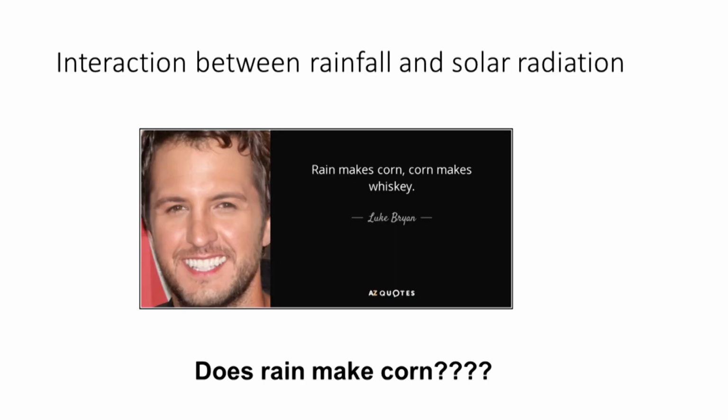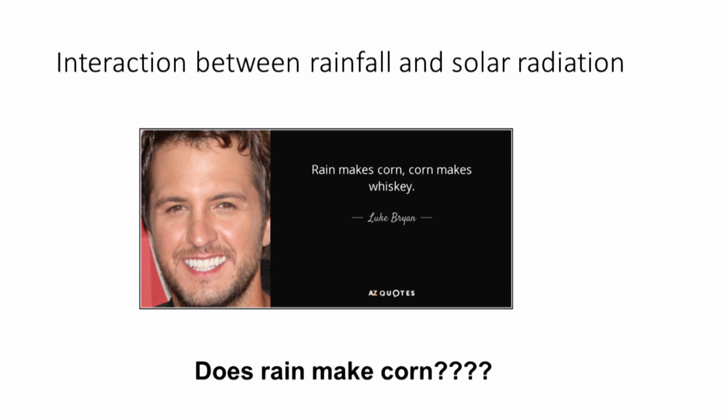Some of you might know who Luke Bryan is. He's a famous country singer, and he also moonlights as an agronomist. And he's famous for this saying that rain makes corn. And in his song, he talks about how corn makes whiskey. But let's in this video focus on the first part of that statement, that rain makes corn.